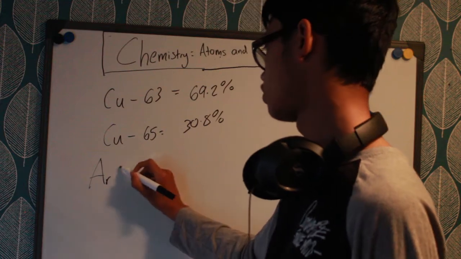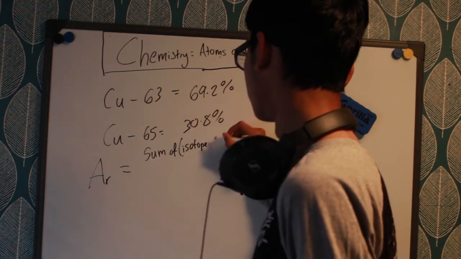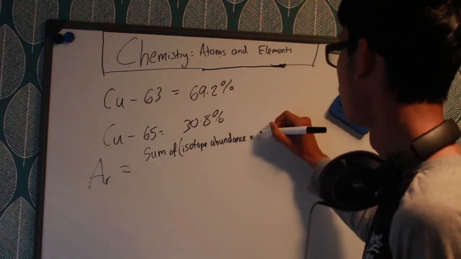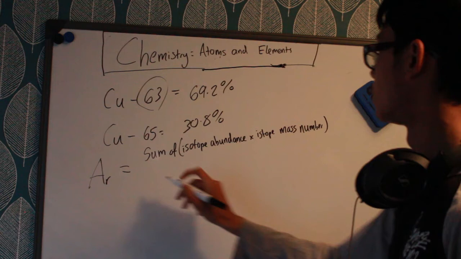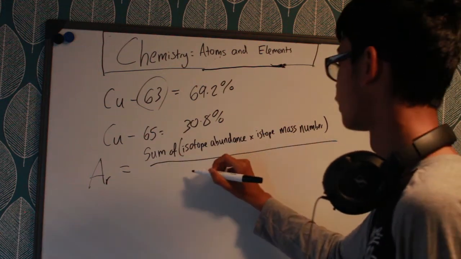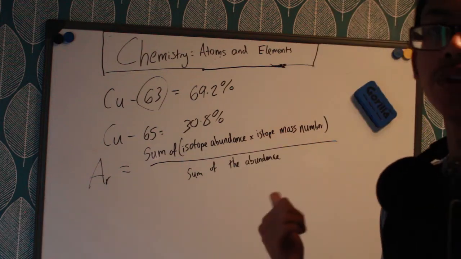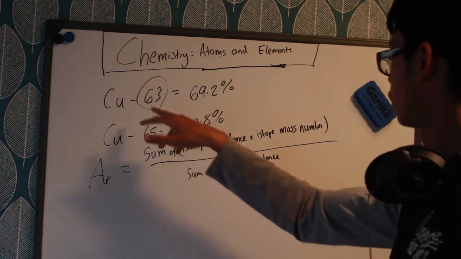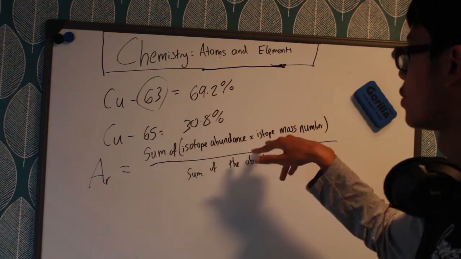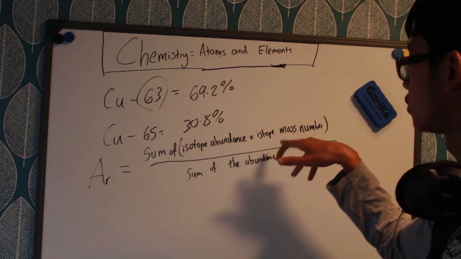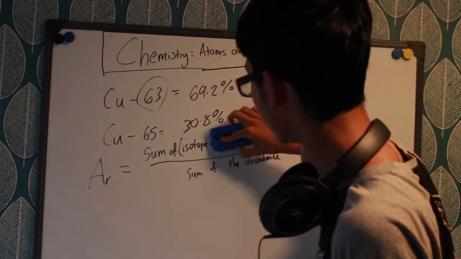Ar literally means relative atomic mass, and it is equal to the sum of isotope abundance multiplied by the isotope mass number, divided by the sum of the abundance of the isotopes. Now, how would you use this formula? So we have the isotope mass number and the abundance, and it says sum of isotope abundance times isotope mass number. I'm just going to rub this out really quickly because I don't have that much space to write with.